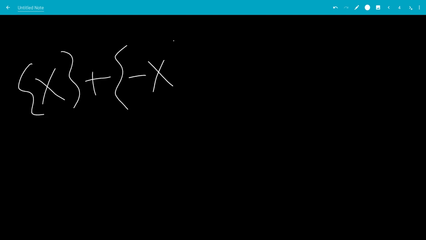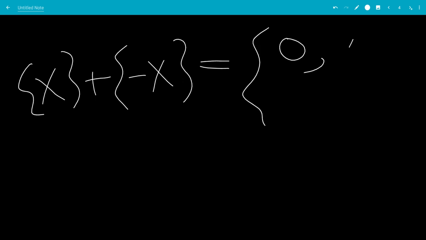So what we have now is the fractional part of x plus the fractional part of negative x is, well, two cases. So 0, obviously, if x is an integer. We got 1 if x is not an integer.